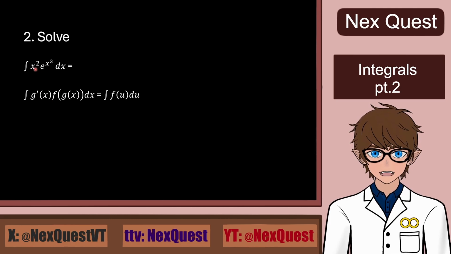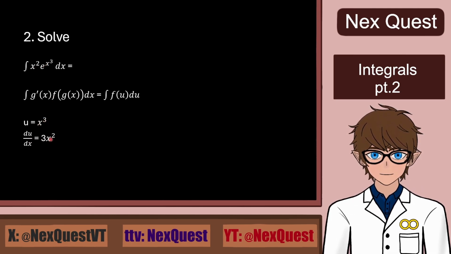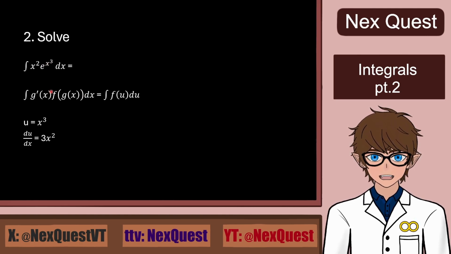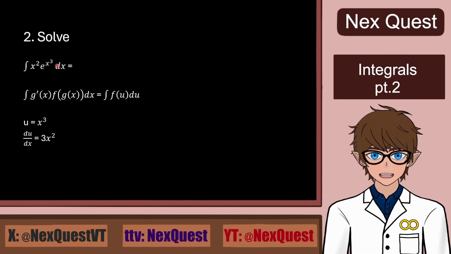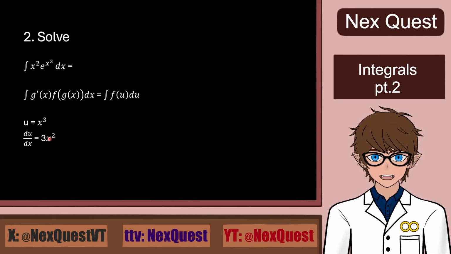So our u will be x to the power of 3. We take the derivative, we get 3x squared, and now we have to find a way to get this equation into x squared times dx on one side. We get that by multiplying with dx and dividing by 3.